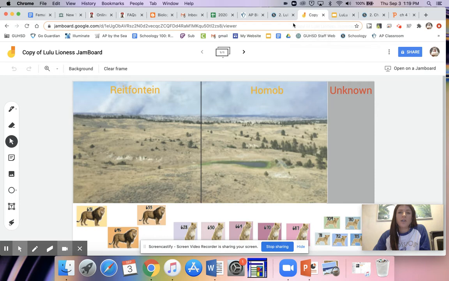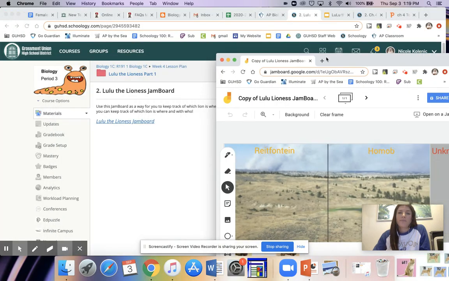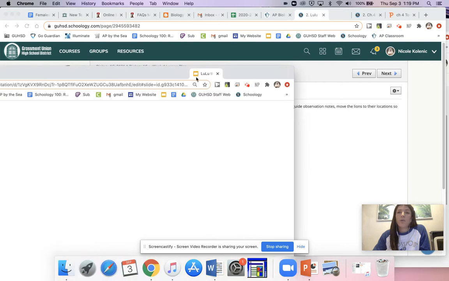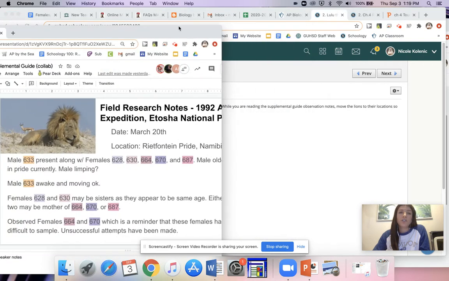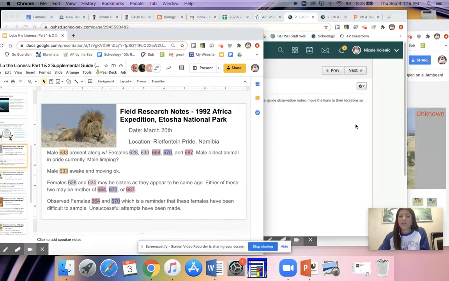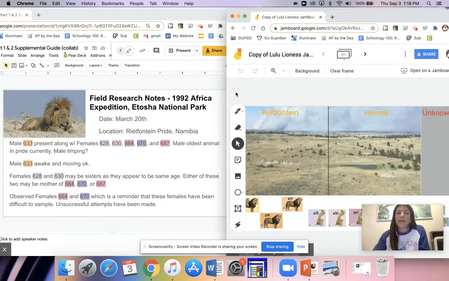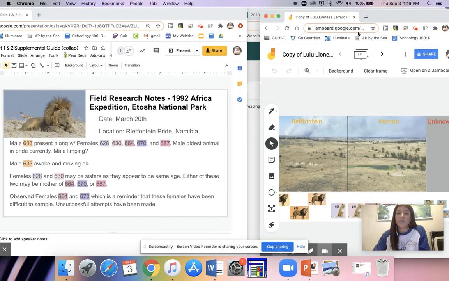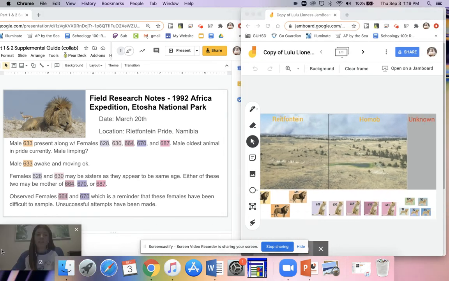Okay, so here's what you're going to want to do. You are going to want to have your Jamboard and the PowerPoint open right next to each other so that you can read your field research notes as you move around your Jamboard. So again, the Jamboard is to help you keep track of where the lions are at any time because it gets very confusing when you're just reading. I want you to keep in the back of your mind, the whole point of this is to try and figure out who the mom and who the dad of the cubs are.